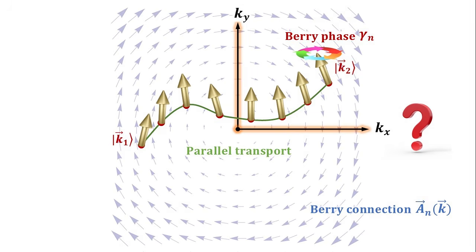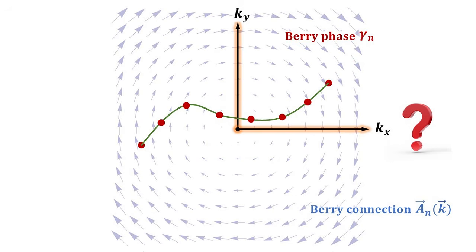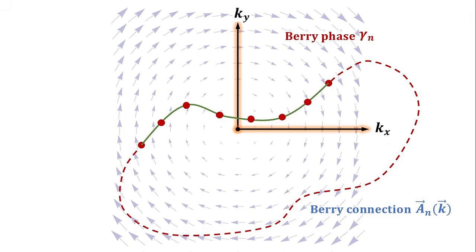Now, is this Berry phase and the Berry connection something we can measure? As we shall see, over an open path as shown, the Berry phase is not gauge invariant and thus cannot be measured directly. However, if you traverse a closed loop and return to your starting point, the total Berry phase is gauge invariant and becomes physically meaningful. While the Berry connection itself is gauge dependent, there is a local geometric quantity called the Berry curvature that is gauge invariant.